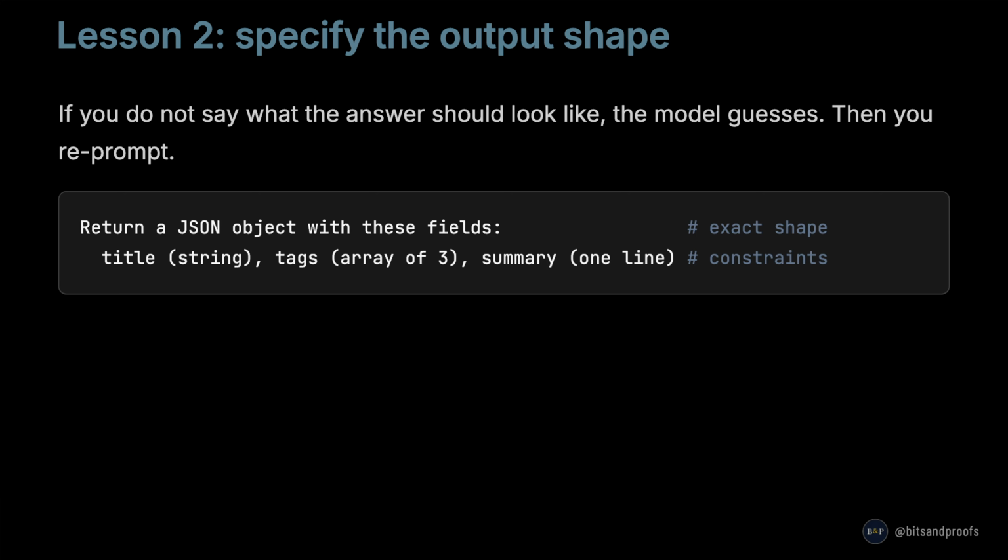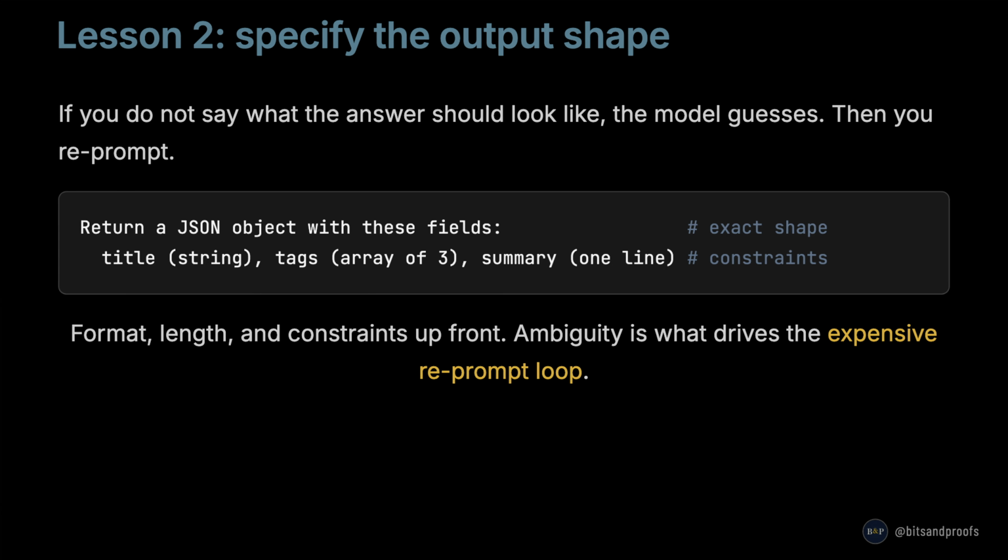Lesson 2, be specific about the output shape. If you do not tell the model what the answer should look like, it will guess. And when its guess is wrong, you reprompt, which costs you another whole round trip. So spell it out. Return a JSON object with these exact fields. Give the constraints. Format, length, and constraints, all stated up front. Ambiguity is exactly what drives that expensive reprompt loop, so close it down before the model ever runs.